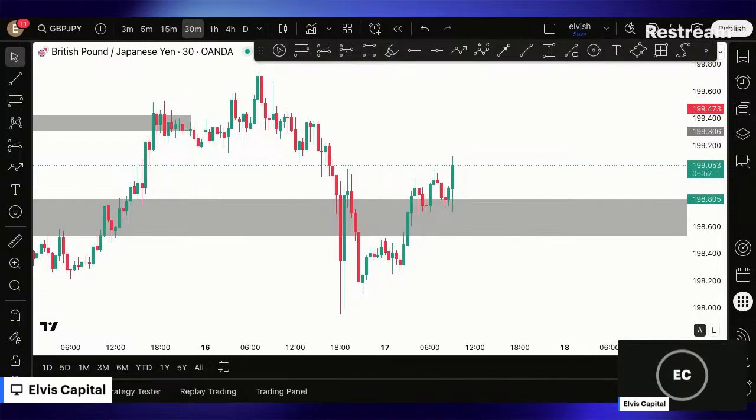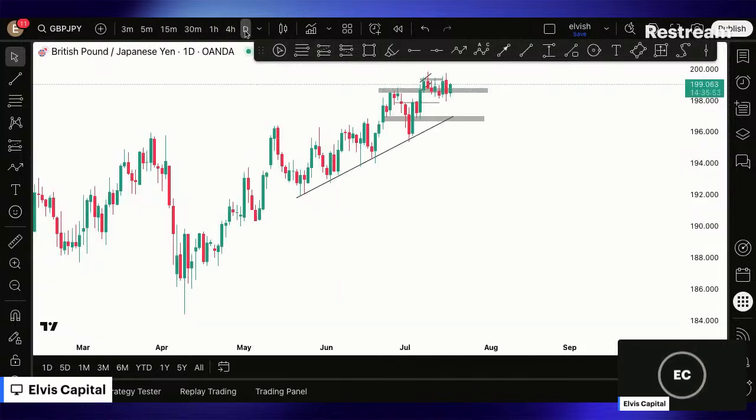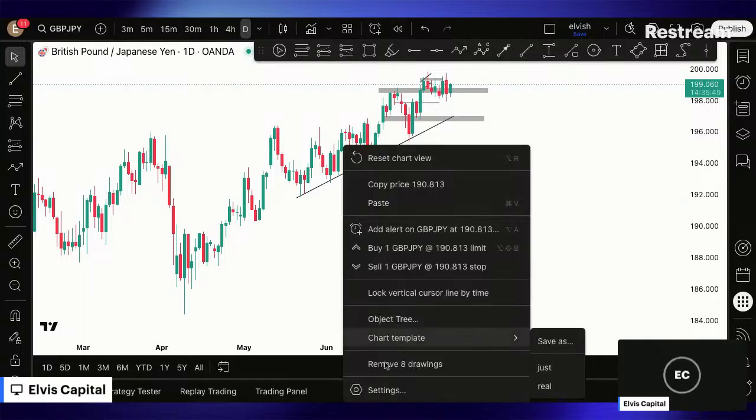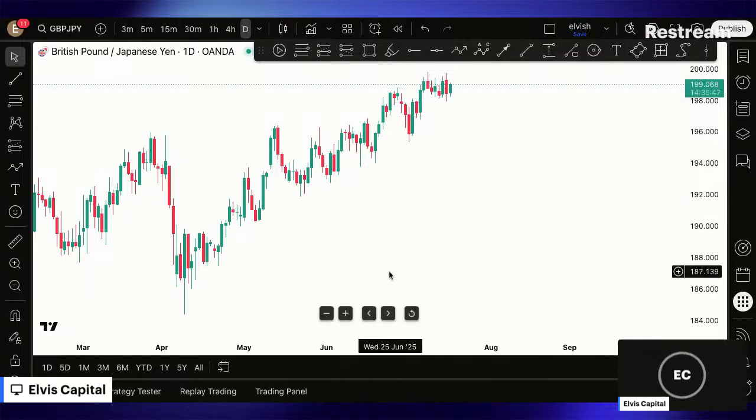So now if you look at GBP USD, let me go to my daily time frame because that's the most important thing. Let me delete each and everything. Let me remove the drawings.